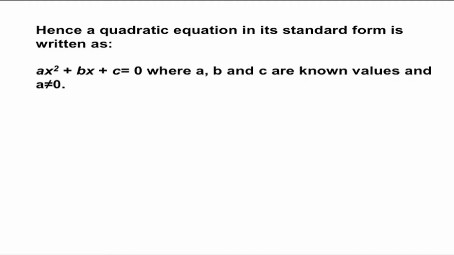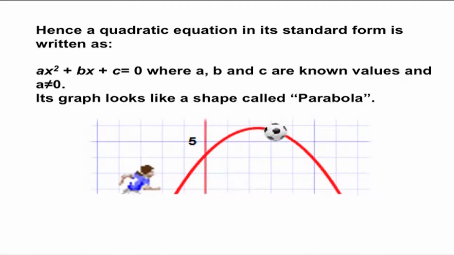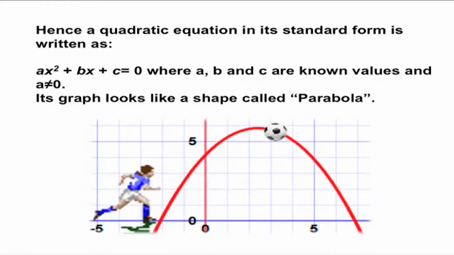Hence, a quadratic equation in its standard form is written as ax square plus bx plus c equal to 0, where a, b, c are known values and the important thing is a not equal to 0, and its graph looks like a shape called a parabola.